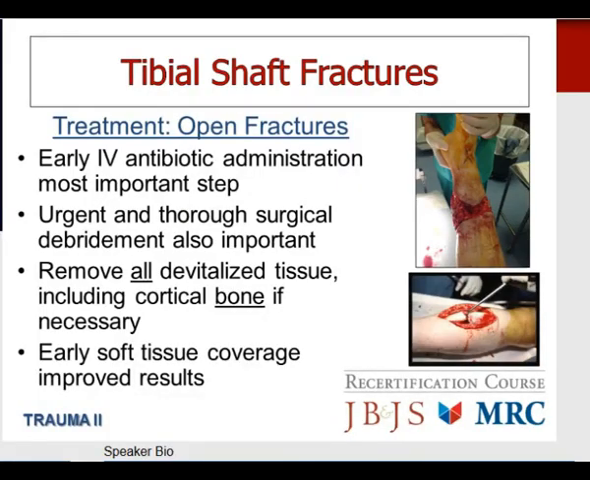Open tibial shaft fractures are important. They often have devastating consequences. The most important point in the treatment of open tibial shaft fractures is early administration of IV antibiotics. An urgent and thorough surgical debridement is also critically important. During the debridement, it's necessary to remove all devitalized tissue, including ischemic or devitalized bone if necessary, and be aware that improved results have been reported with early soft tissue coverage.